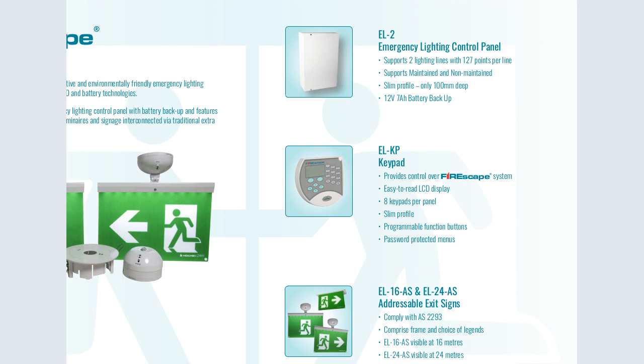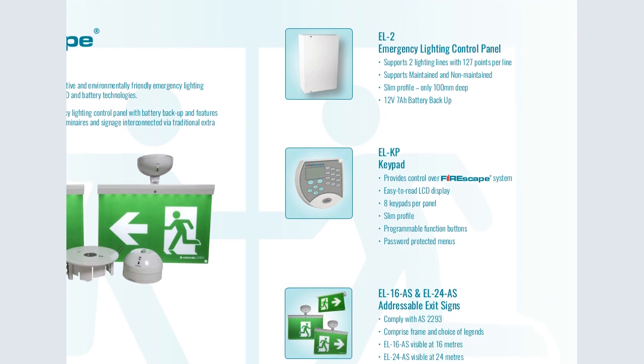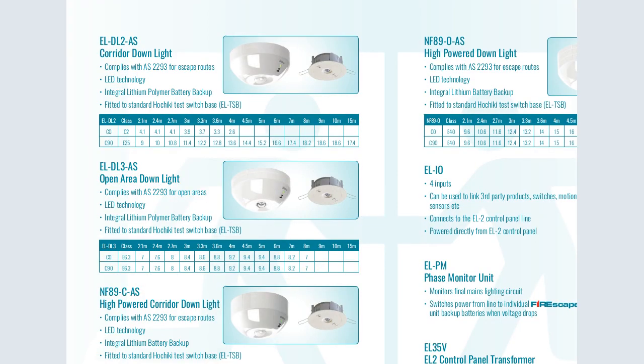You can see now the different fittings of the control panel, the way they are used to be able to illuminate the area of the emergency lighting. You're almost done with this slide. So these are the types of fixtures.